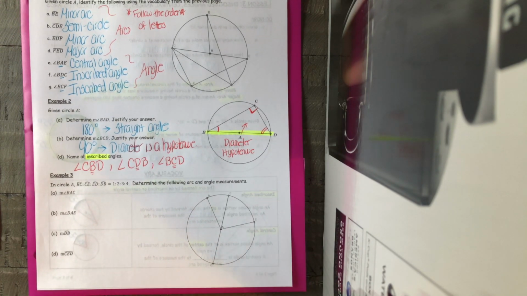All right. So now if we look at example 3, it says in circle A, there's kind of a lot going on here. You know what, give me 2 seconds, guys. I just want to quickly grab another pen.